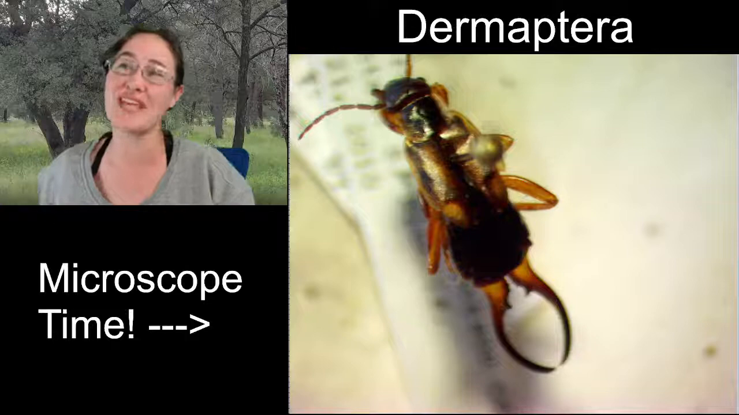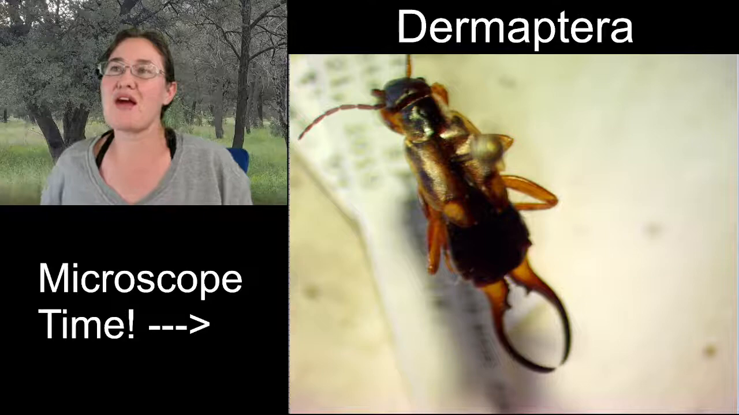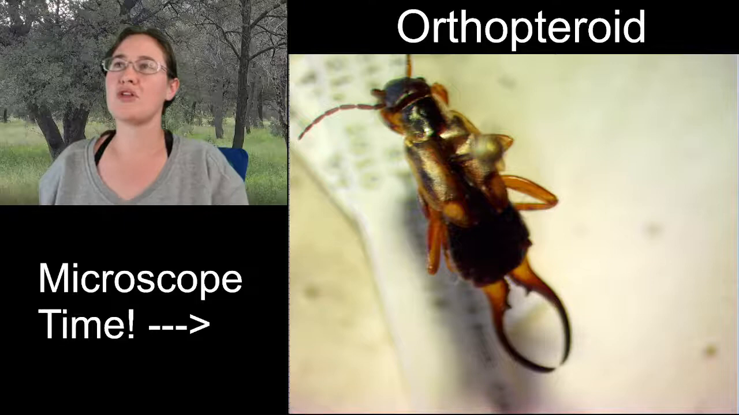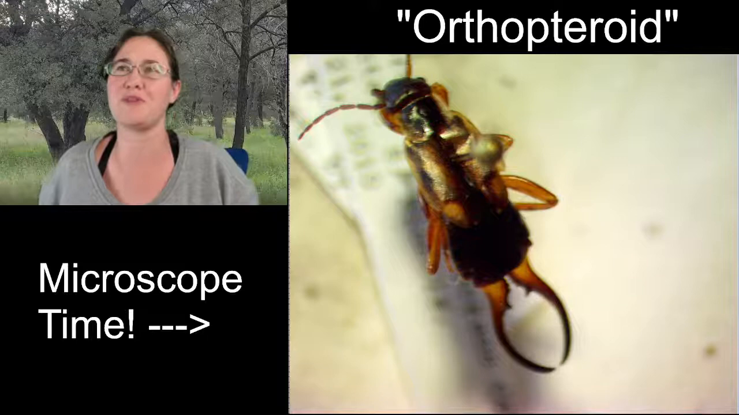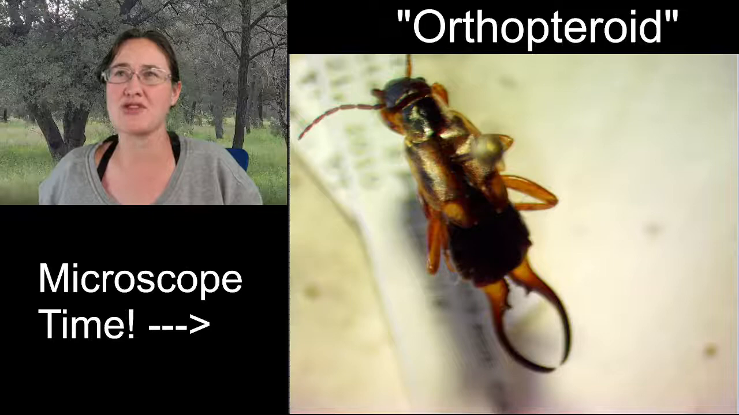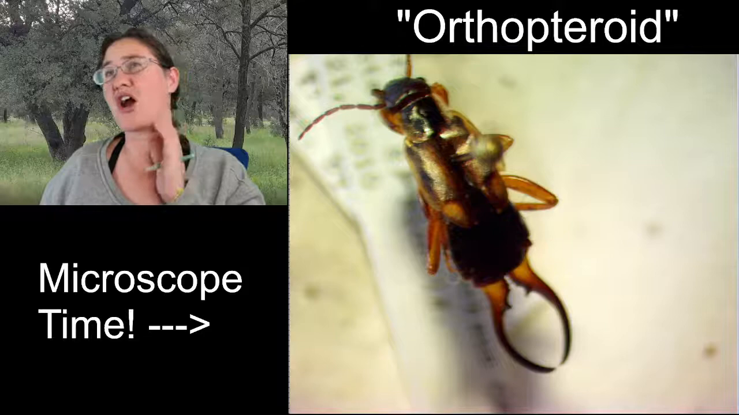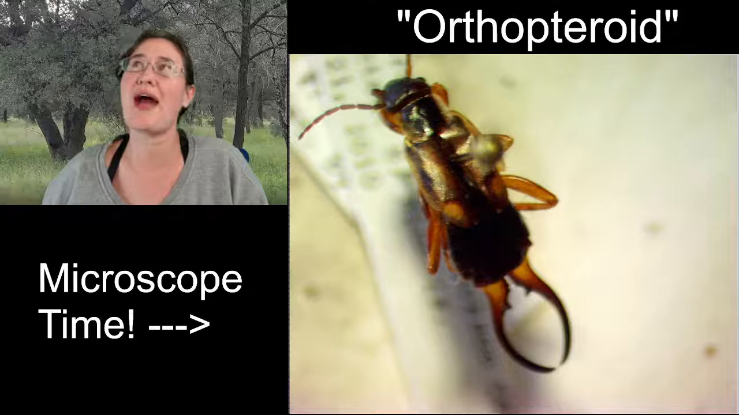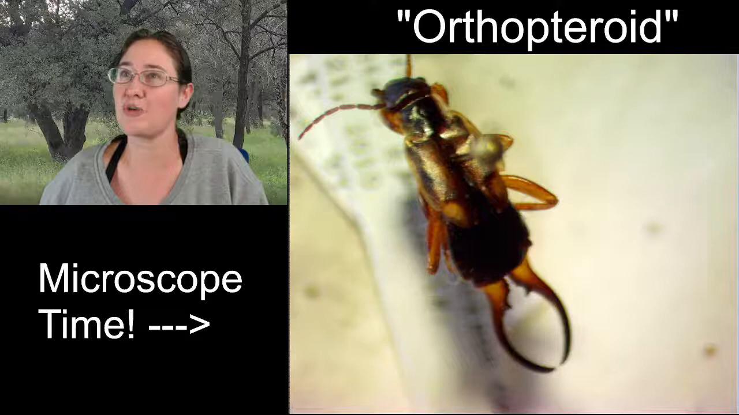Dermapterans, but they are considered an orthopteroid. I don't think that's a monophyletic group or an actual classification. If it was, it would maybe be a superorder, but it's just a large group of orders that are all related to crickets and grasshoppers. So in orthopteroids, you have crickets and grasshoppers and katydids, but you also have cockroaches and earwigs and praying mantids and walking sticks.